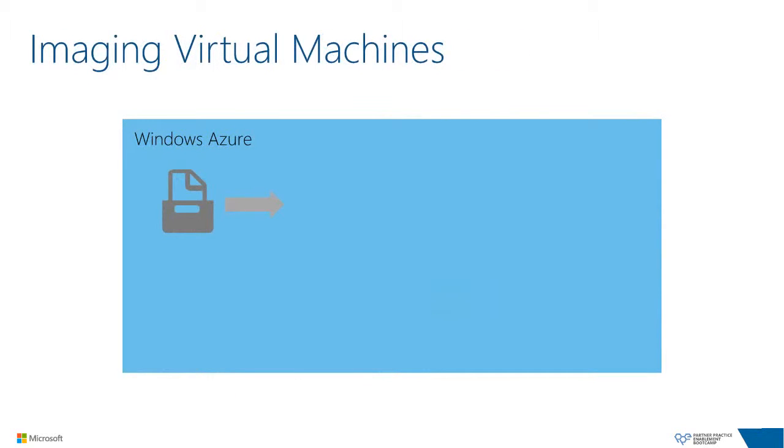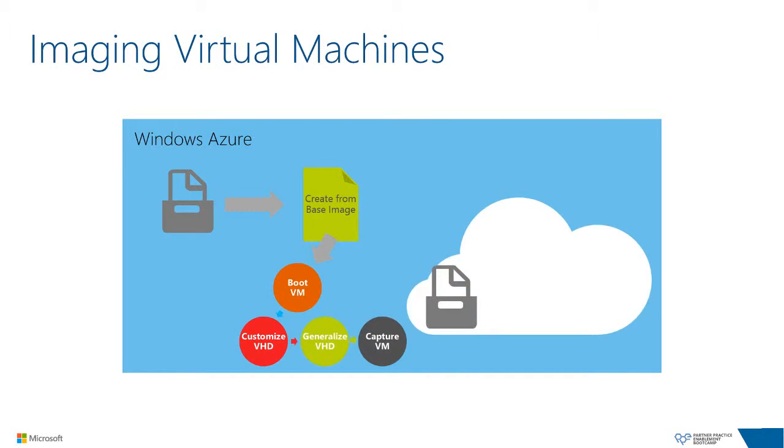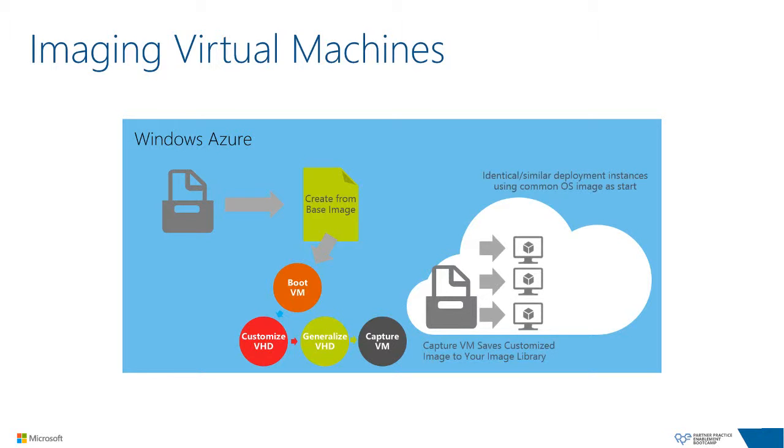How do you create an image? The easiest way is to create a new virtual machine from one of the base images. Customize a VM: install software, registry keys, startup scripts, or whatever you need to customize the OS. Generalize a VM. In Windows, this means using the sysprep tool, and in Linux, it means using the Windows Azure agent. Finally, you'll capture the VM. This is a button in the portal or a scripting command that takes a virtual machine and saves it to your image library. From there, you can create multiple virtual machines that are identical to your image.